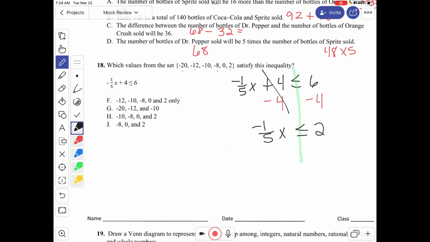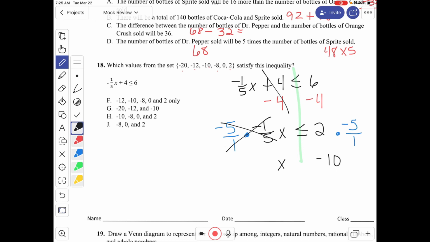Then we need to do the opposite of multiplying by negative 1/5. So the opposite of multiplying would be dividing. But when we divide by a fraction, we always flip it and multiply. I'm going to put a times sign with a dot so that we don't get confused about the variable. So I need to multiply by negative 5/1 on both sides. So if I do that, then the 5's cancel, the 1's cancel, and x is by itself. And 2 times negative 5 would make negative 10.